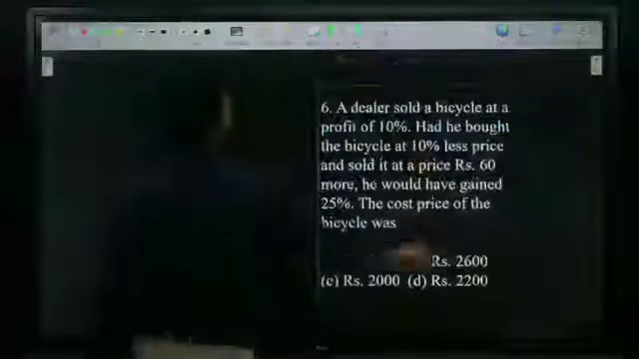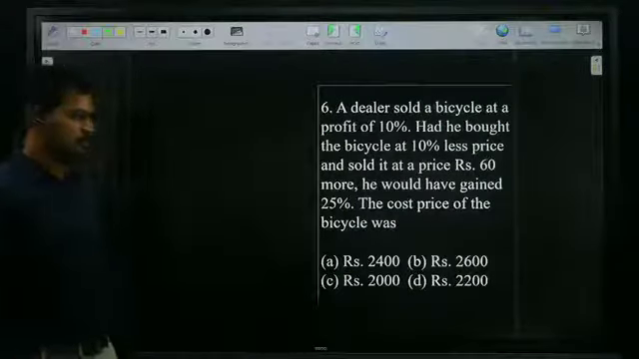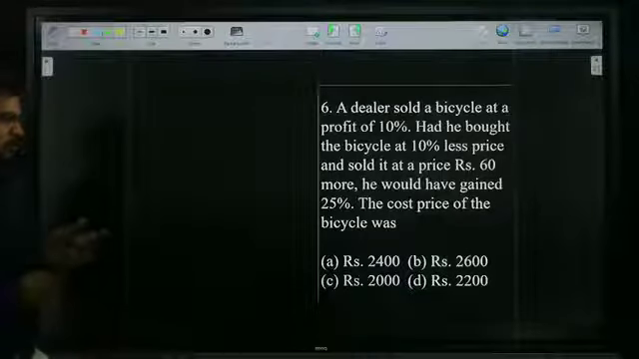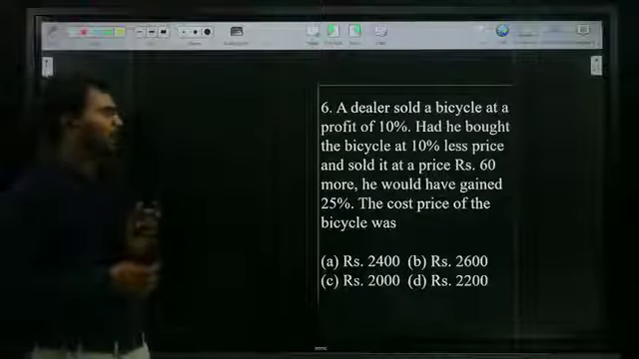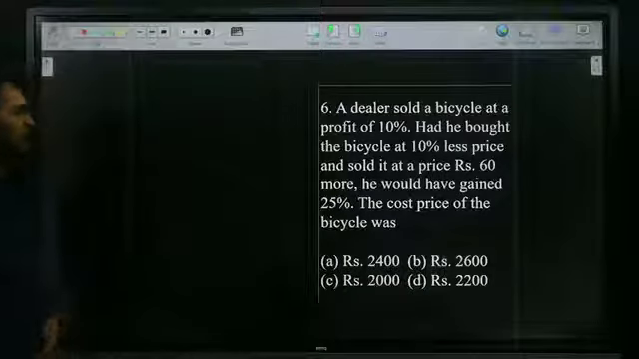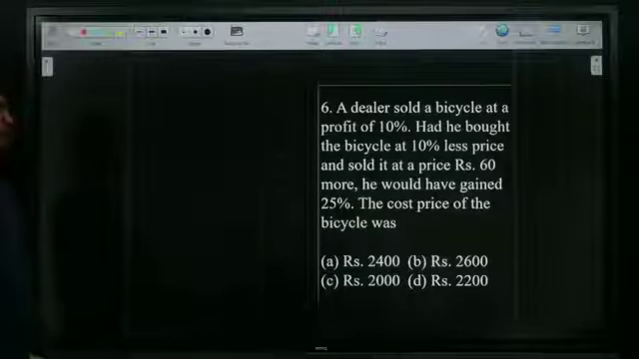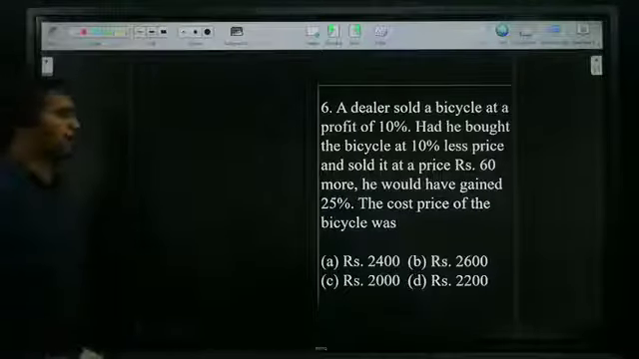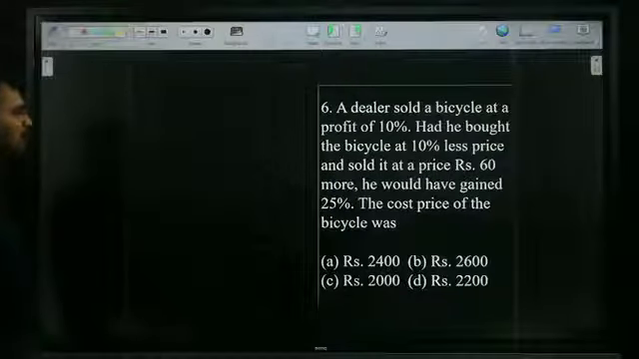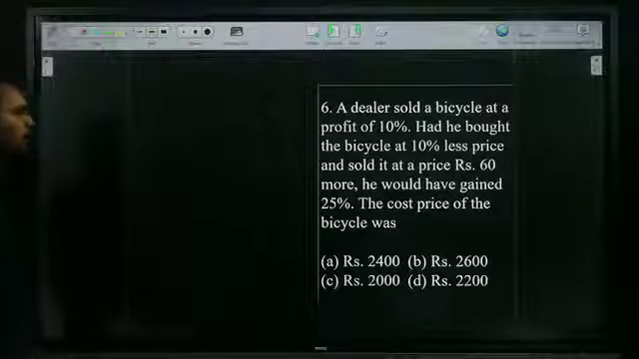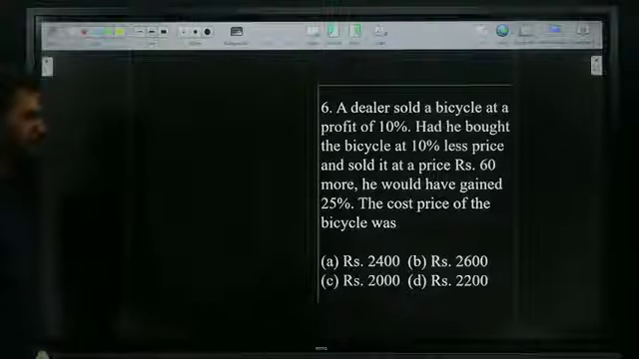So read the next question, all of you. Just read the question carefully. A dealer sold a bicycle at a profit of 10%. He bought the bicycle at 10% less price and sold it at a price 60 rupees more. He would have gained 25% profit. The cost price of the bicycle is dash.